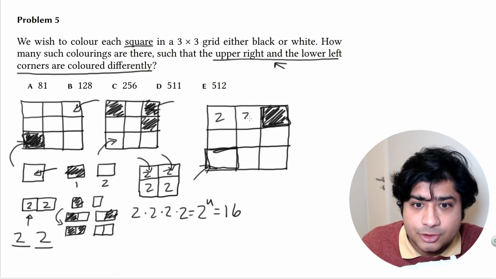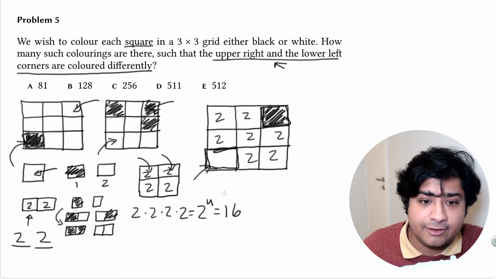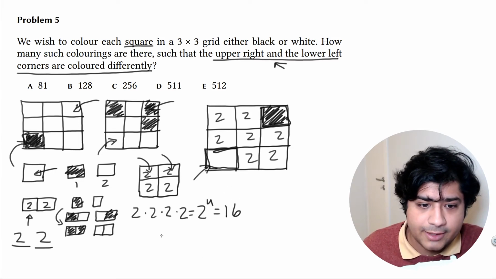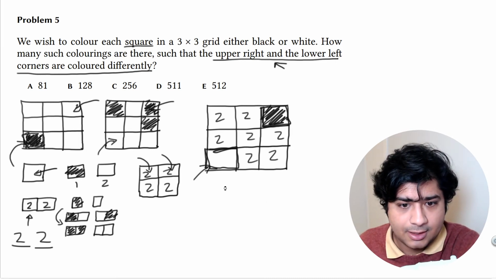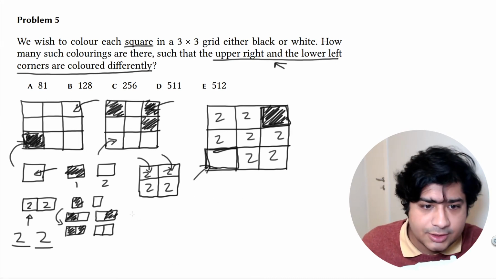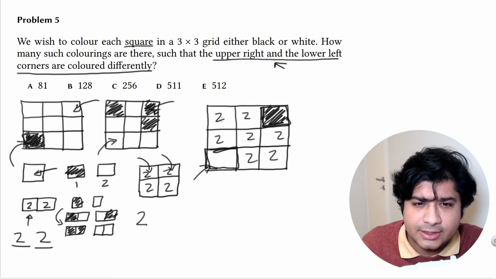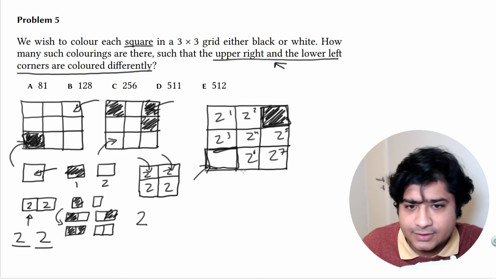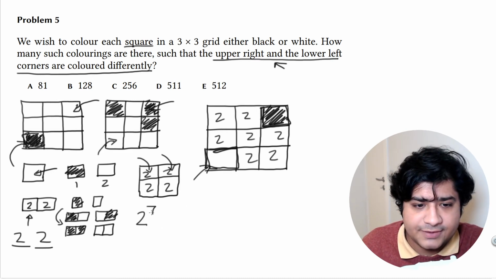So this is 2, 2, 2, 2, 2, 2, 2. For this category, let me take away this one. We have some more space. So the first one is going to be 2. How many are these? There's 1, 2, 3, 4, 5, 6, and 7. Okay, so that's 2 to the power of 7.